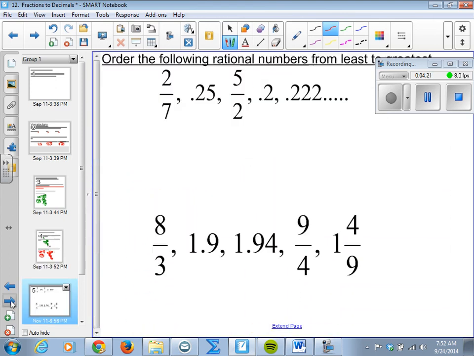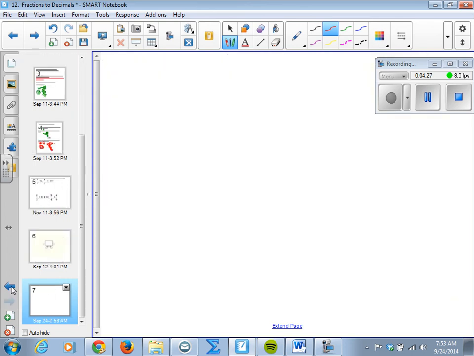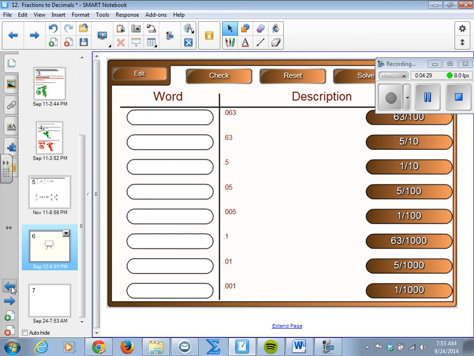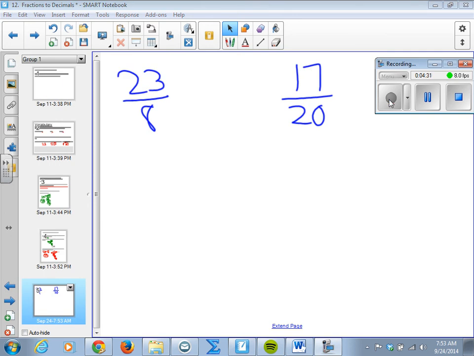So now is the time for you to go ahead. We're going to skip over this. We don't need this slide or this one. We're going to go ahead and try these two problems on our own. Convert 23/8 into a decimal and then 17/20 into a decimal. Good time for you to pause the video and try it out yourself while I do these straight through.